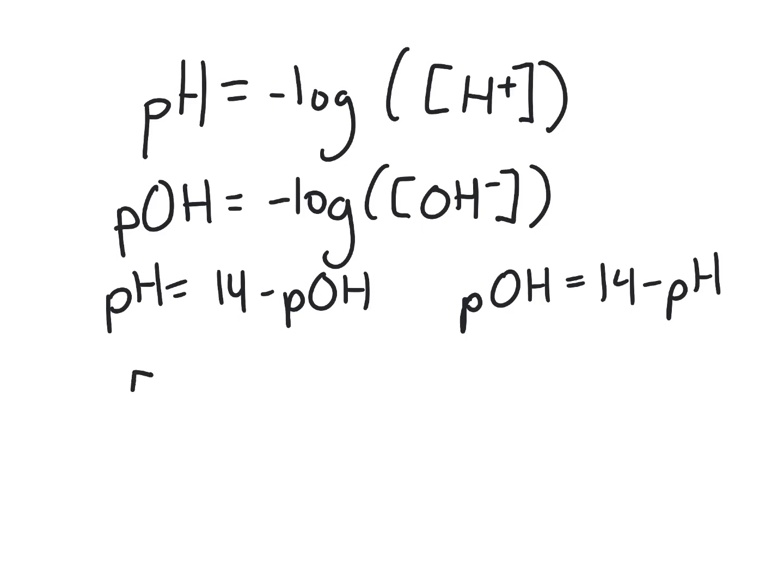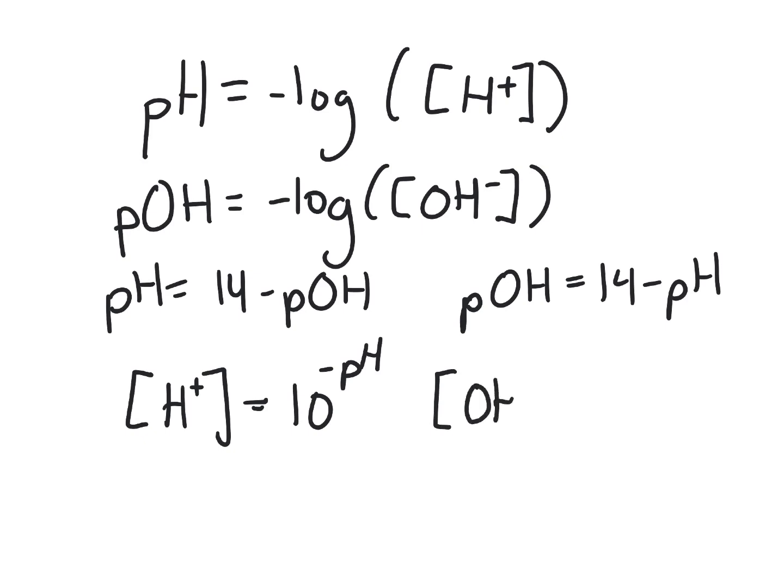And if I want to go backwards from logs, if I want to get H plus, and I have pH, H plus equals 10 to the negative pH. That's the opposite of a log. So if I want to get back to hydrogen ions, I take 10 to the negative pH power. If I want hydroxide ions, that's 10 to the negative pOH power.